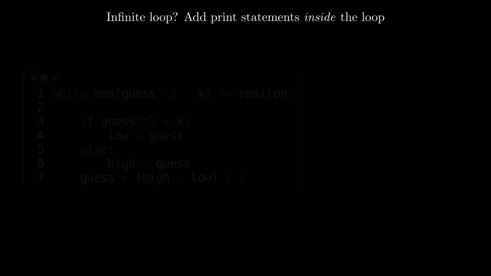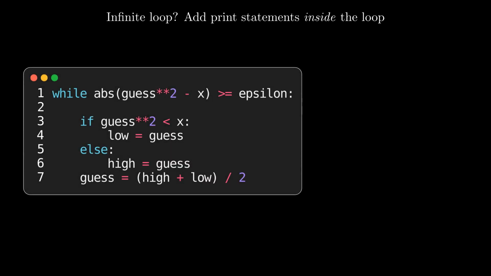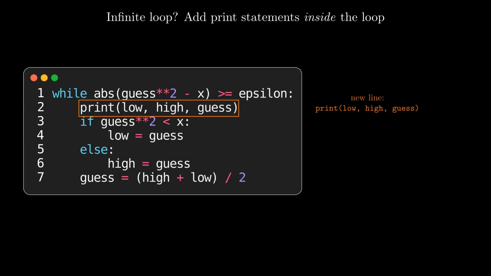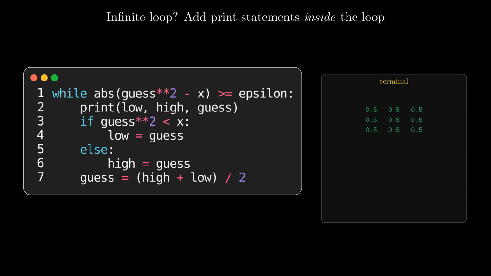When you hit an infinite loop, reach for print statements and put them inside the loop where the action is. We add one line that prints low, high, and the guess on every pass. Now we can watch what the loop actually does instead of guessing. Run it again, and the screen fills with numbers, scrolling past faster than we can read.